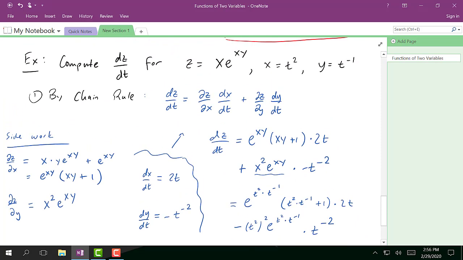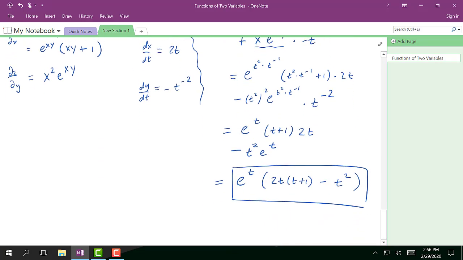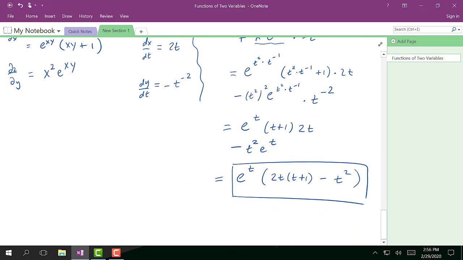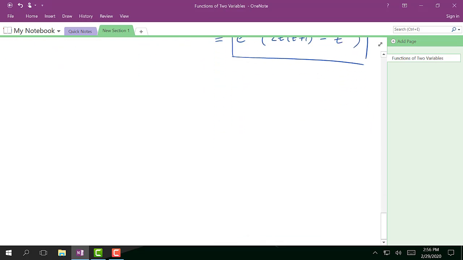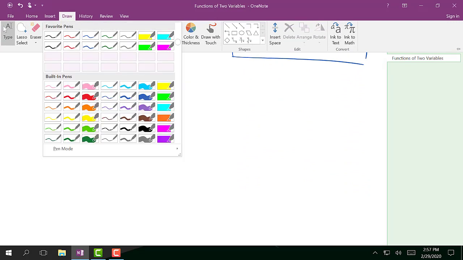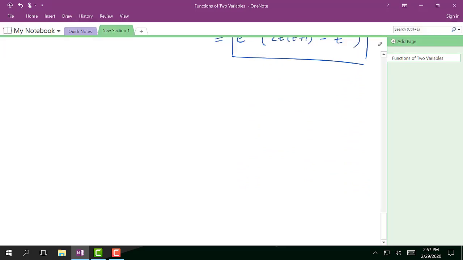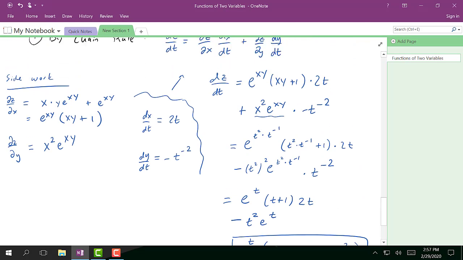This is the total differential for dz dt. It's going to be e to the t times, in parentheses, 2t times, again in parentheses, t plus 1 minus t squared. Okay, so now we're going to do the same question again, but in a much easier way. And the way that we're going to do that, so let's see, did I have part 1?